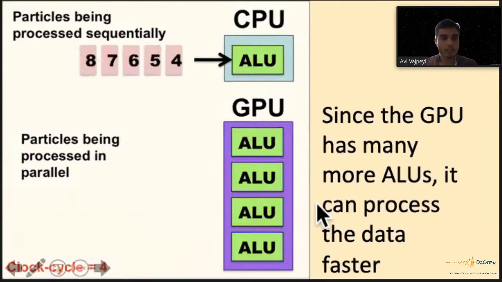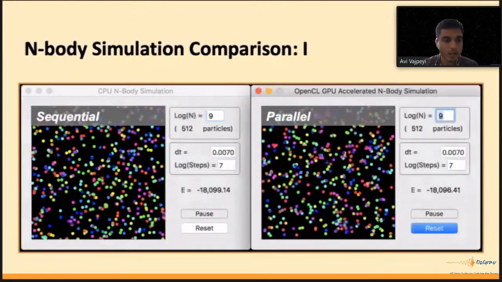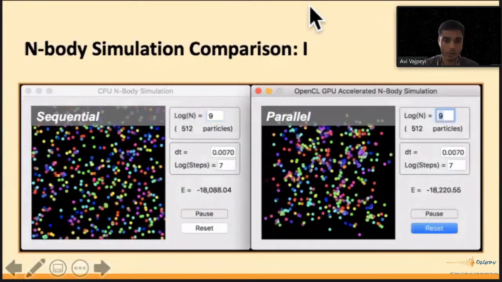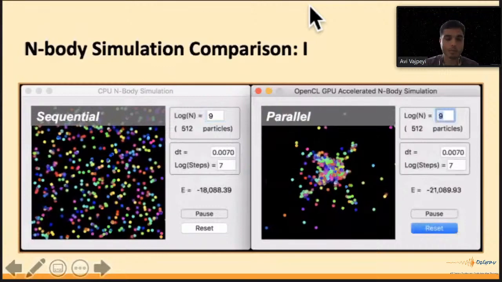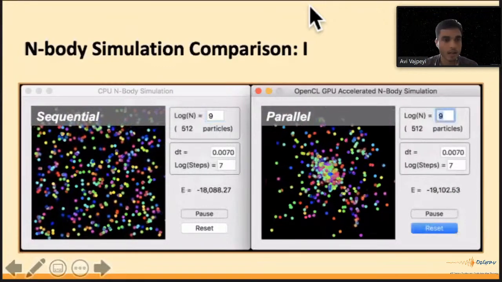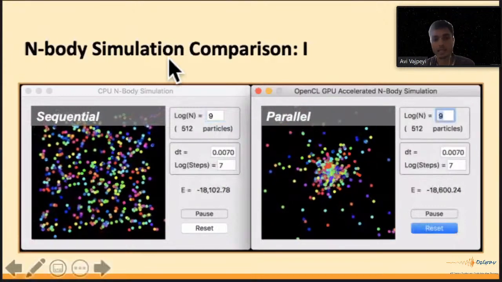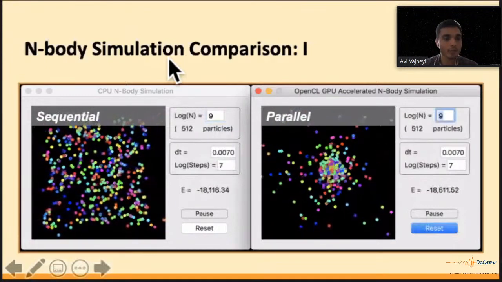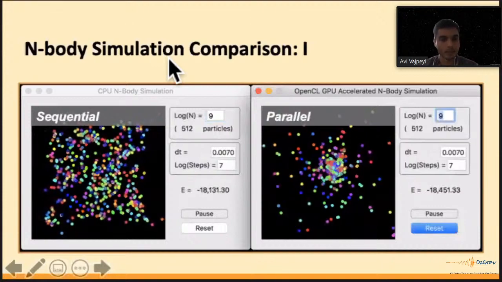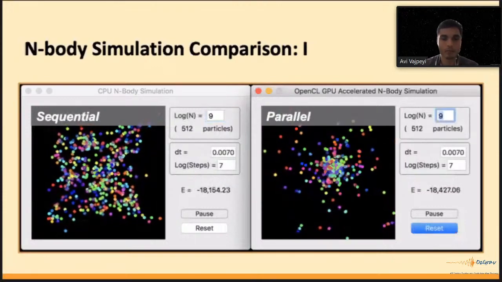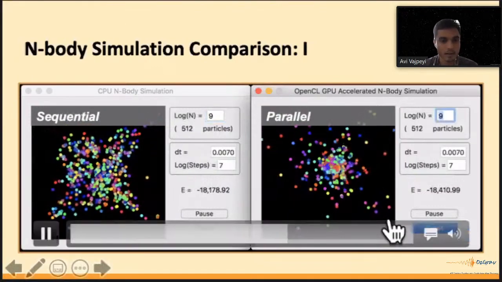So now that we understand this concept, let's try to look at it in an actual simulation. So here's a small simulation of an N-body system where the force between the particles is gravity. Now, both of these are actually running. The one on the left is a sequential version, and the one on the right is a parallel version. The sequential version is way slower. The parallel version has gone much further ahead than the sequential version, right?